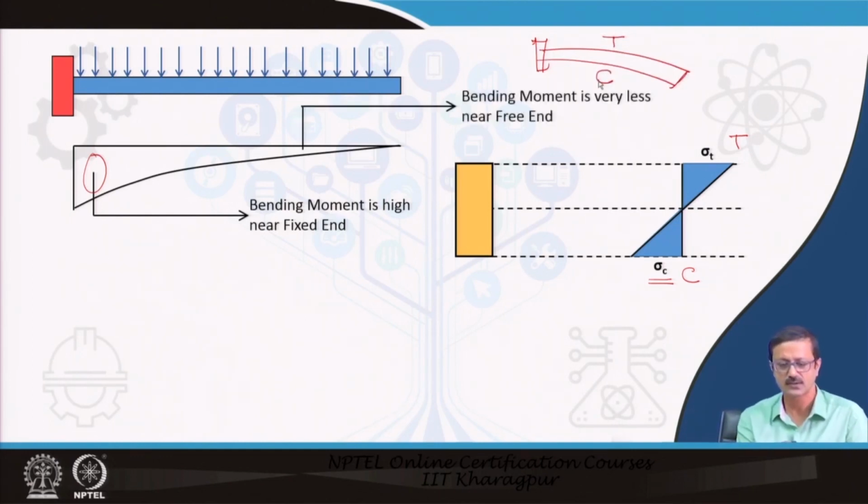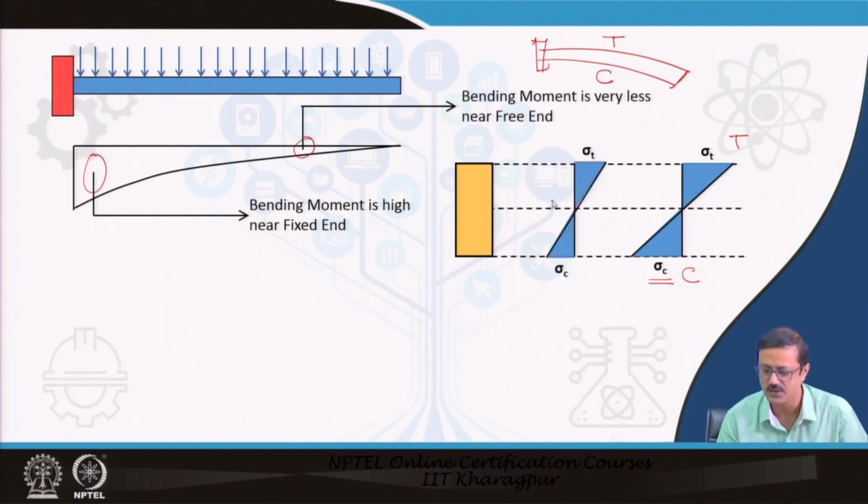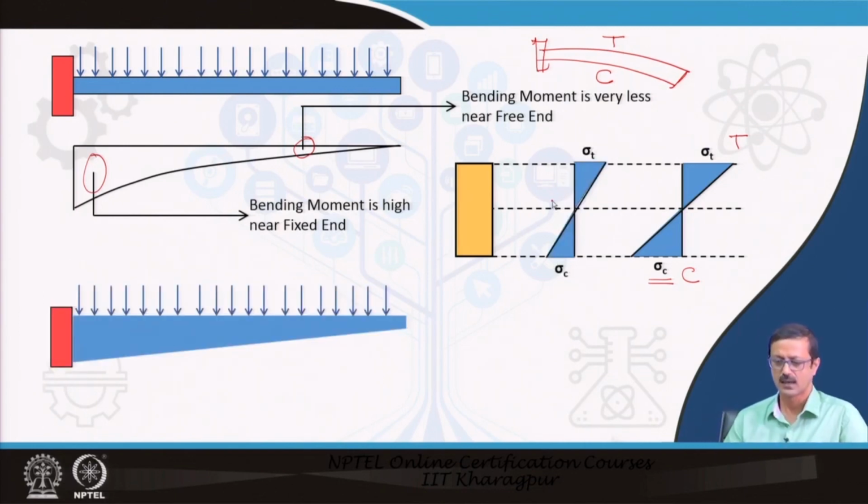And at the free end you see the bending moment is very small. So, that is why the stress at the topmost fiber and the bottommost fiber will also be very small, right. And that is why I need a small depth at the free end, but a larger depth at the fixed end, to counter this kind of rotation and the moment.